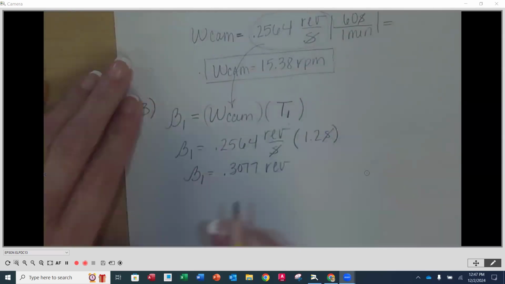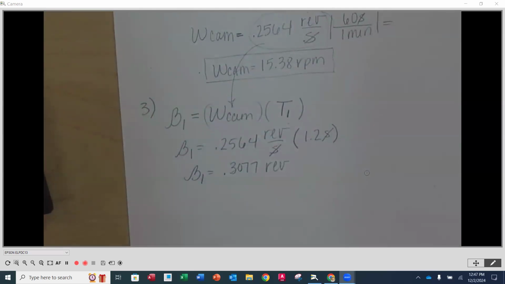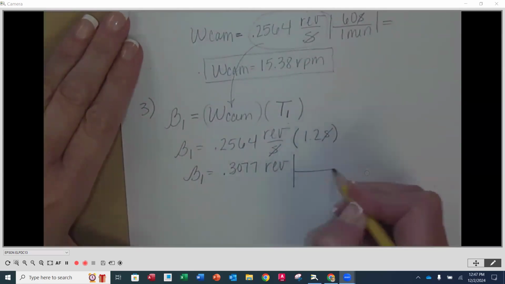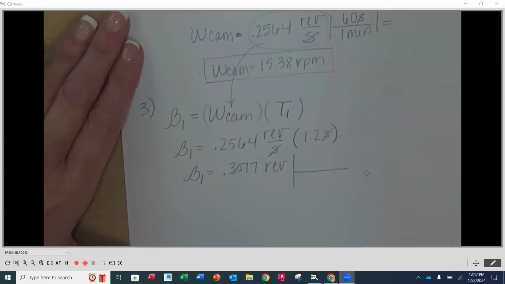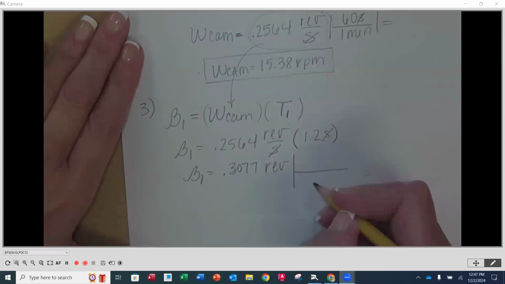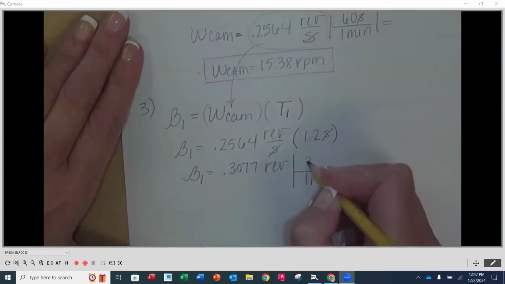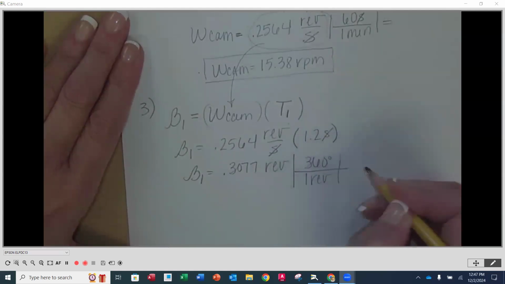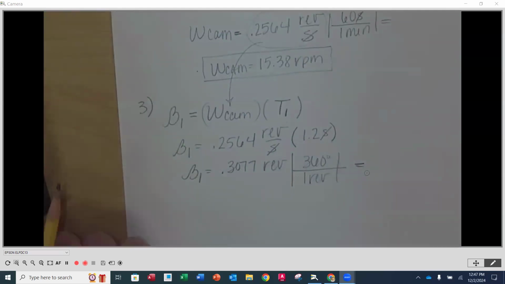And this is going to be revolutions. Now, that's not degrees yet. Remember, beta is degrees. How many degrees of rotation do we have? So it's telling us that we're a little bit shy of a third of a revolution, right? So now we need to convert this to degrees. How many degrees are in one revolution? Yep, 360 degrees, right? So that means that my beta one then is going to be equal to 0.3077 times 360.